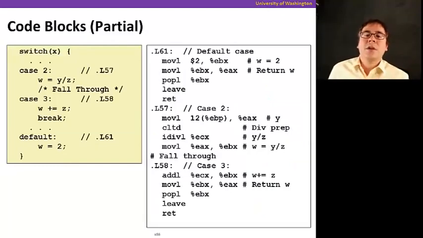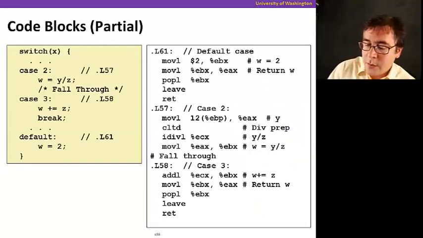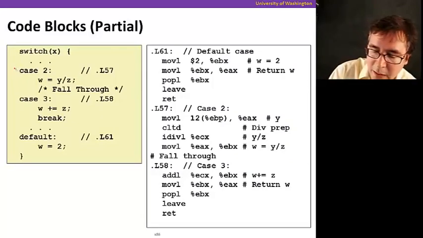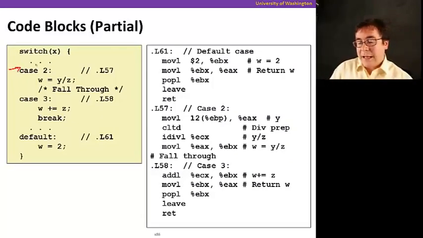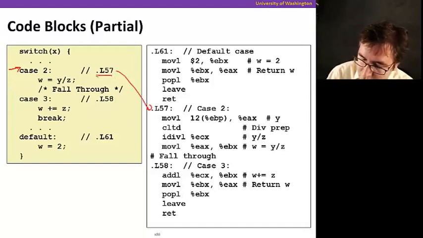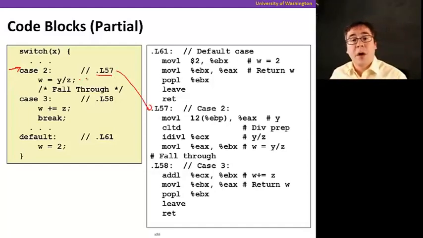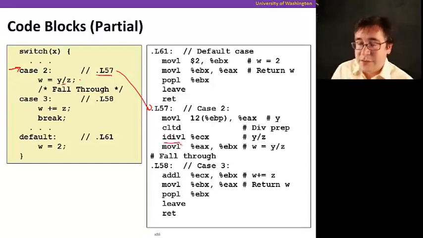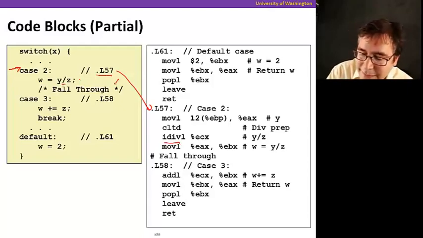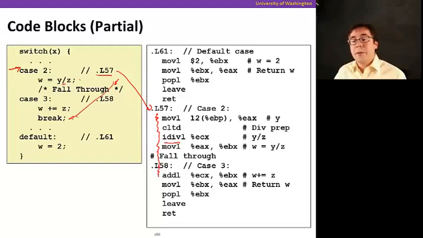So now let's see how the code blocks are implemented. Suppose we're interested in case 2 here, and case 2 happens to be mapped to label .L57. That means this is where the assembly code that implements the block for case 2 is located. We have a division here, so we must have a division instruction. And note that this is a fall-through case, so in case x is 2, it's going to execute and continue executing through the next case block until the break statement.